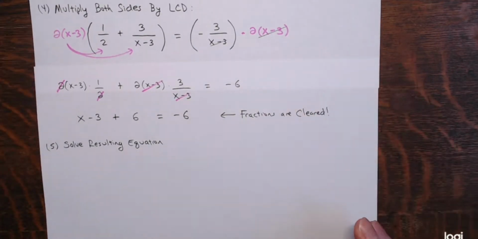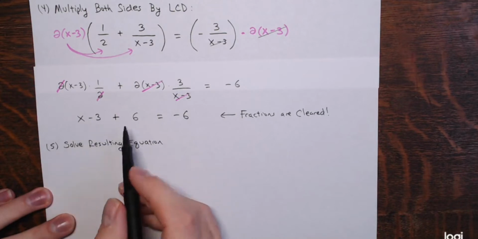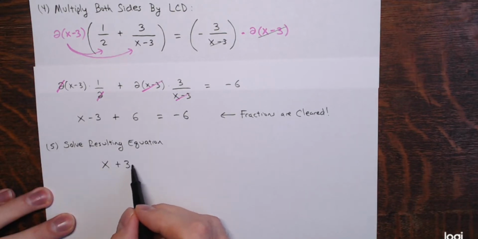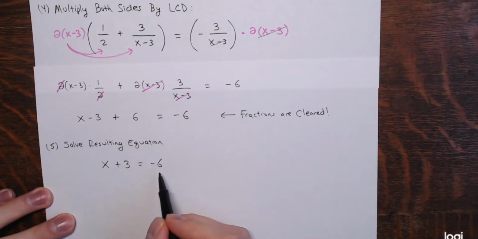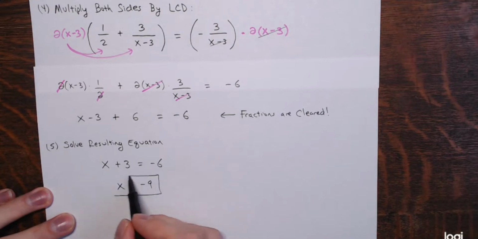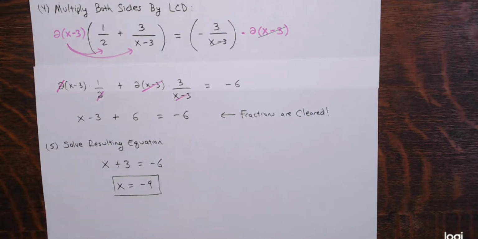And you always check your solutions back in the original equation. Well, you see, this is just x minus 3 plus 6. That's x plus 3 equals negative 6. Subtracting 3, we get x equals negative 9. There's our possible solution. And then, of course, finally, like I said, check in original equation.